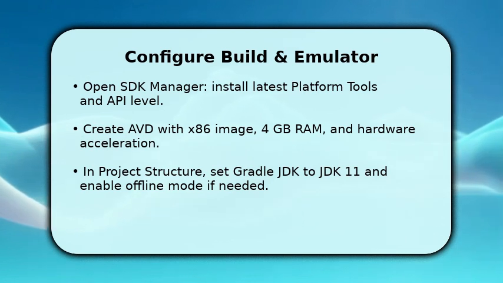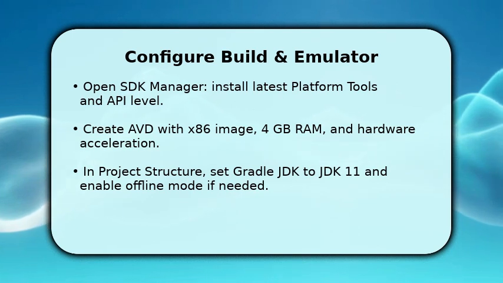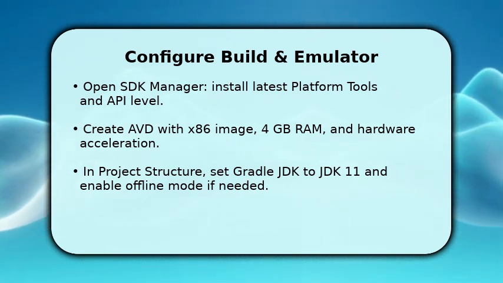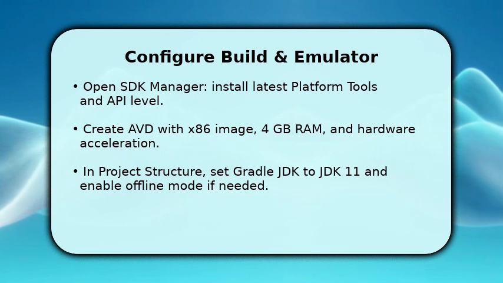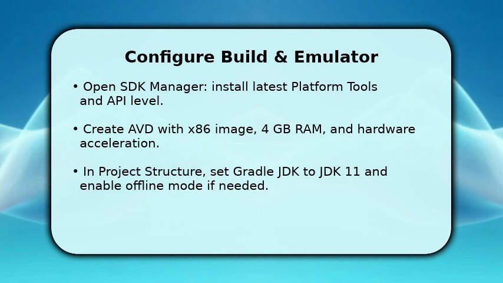In project structure, pick Gradle JDK 11 so builds are consistent, then sync the project. If builds fail repeatedly, enable Gradle offline for stability while you install missing dependencies. Run Build, Clean project to remove stale outputs before trying again.